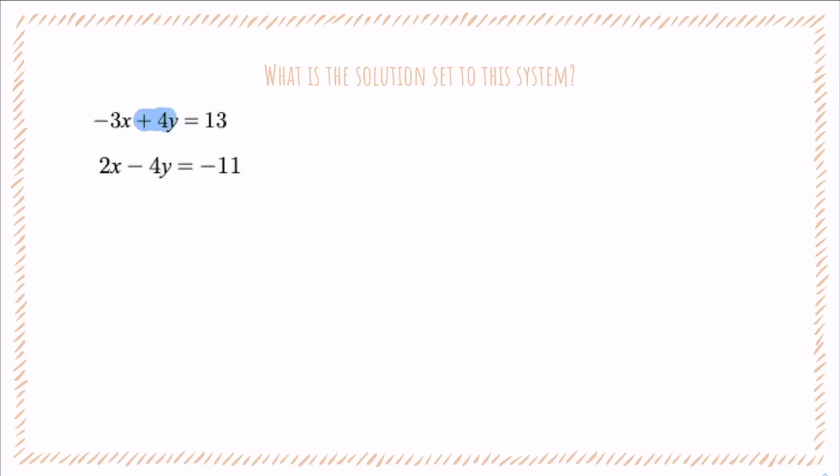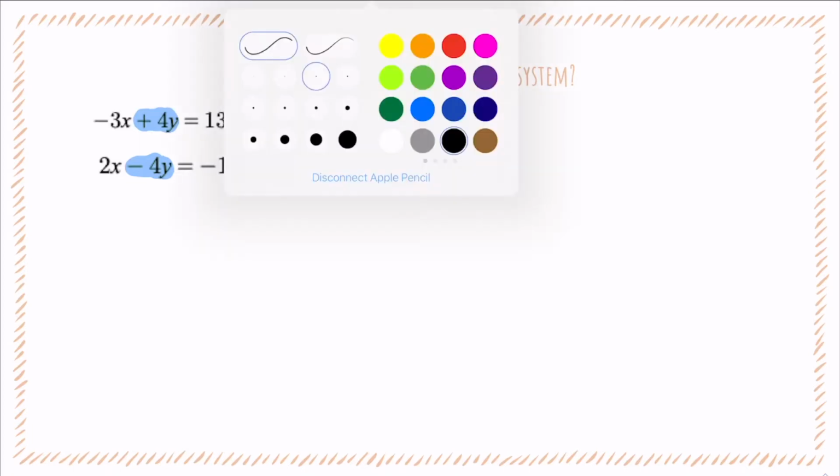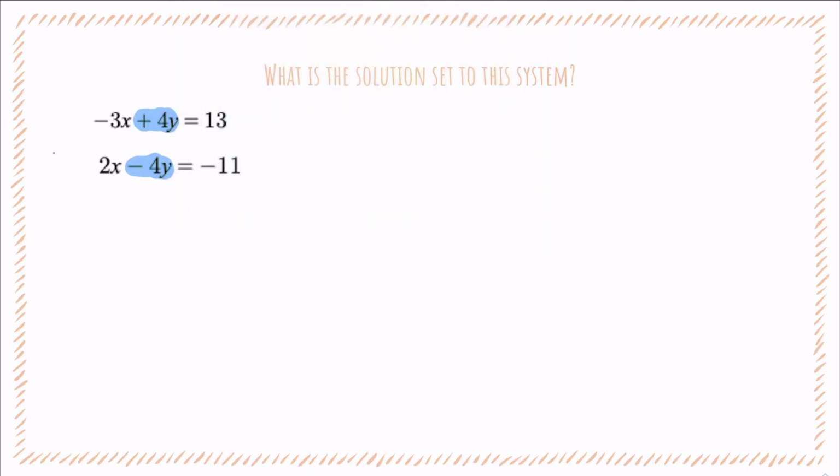So we have a positive 4y and a negative 4y, right? So that means when we add those together, they sum to 0. So let's go ahead and do that. We add our equations. So negative 3x plus 2x gives us negative x. 4y plus negative 4y gives us a 0. And then 13 plus negative 11 gives us a positive 2. So then we're left with negative x equals 2.